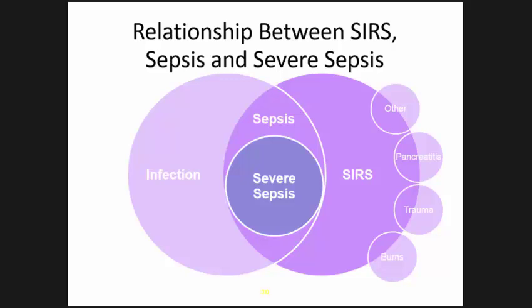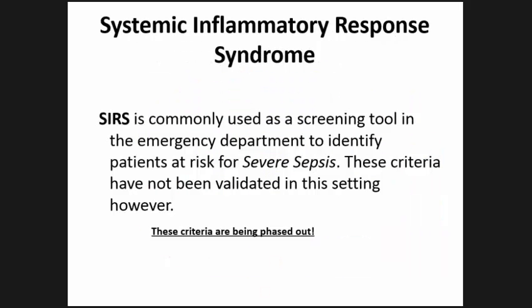Is that clear to everybody? And you get a severe sepsis many times, depending on where they are in their evolution, how much time has gone by since this process has started. Does everybody understand that? Okay. So SIRS is a commonly used screening tool in the emergency department to identify the patients with severe risk. These criteria have not been validated, however, in this setting, meaning that the research people haven't done a lot of validation. These criteria are being phased out.